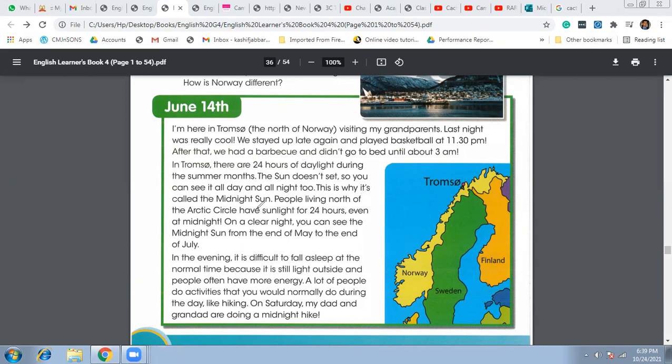Usually at midnight it is dark in the whole world. But in Tromsø, the situation is different: there is sun for 24 hours that you can see in the sky. So people living north of the Arctic Circle have sunlight for 24 hours, even at midnight, right? On a clear night, you can see the midnight sun from the end of May to the end of July. This is the season of the midnight sun, when you can find the sun 24/7. It doesn't set. So from the end of May till the end of July, there will be sun outside. It doesn't go down, right?